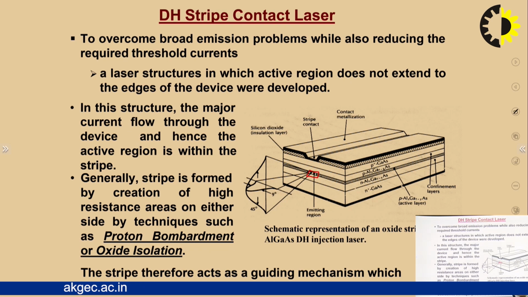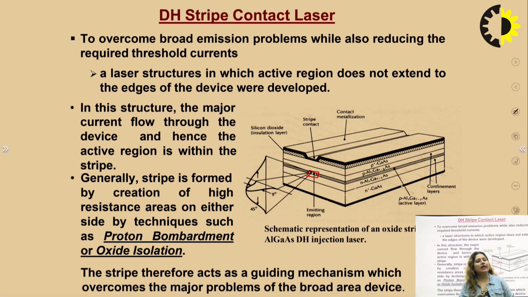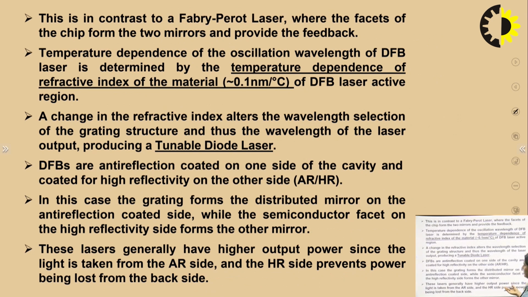To overcome broad emission problems while reducing the required threshold currents, a laser structure in which the active region does not extend to the edges of the device was developed. In this structure, the major current flows through the device, and hence the active region is within the stripe. Generally, the stripe is formed by creating high resistance areas on either side by techniques such as proton bombardment or oxide isolation. The stripe therefore acts as a guiding mechanism which overcomes the major problem of the broad area device. Basically it's the same thing, the Fabry-Perot resonator.